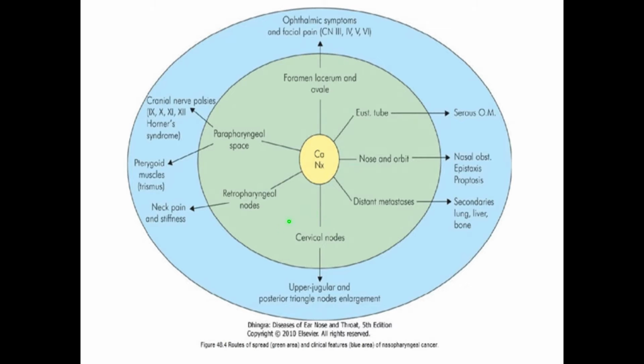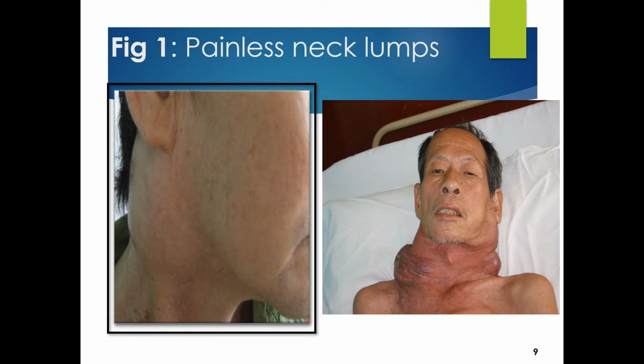classification. Now, go to the N classification, to the cervical nodes. It can invade the upper jugular and posterior triangle nodes, causing enlargement and cervical nodes metastasis. And the M status, distant mets, it can commonly go to the lung, liver, and bone. These pictures show involvement of the cervical nodes, which can be unilateral initially and then progress to become bilateral. Typically, it is painless, and painless neck lump makes about 80% of the presentations of NPC.